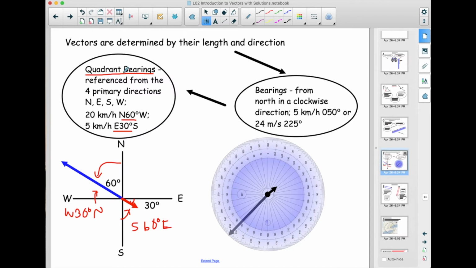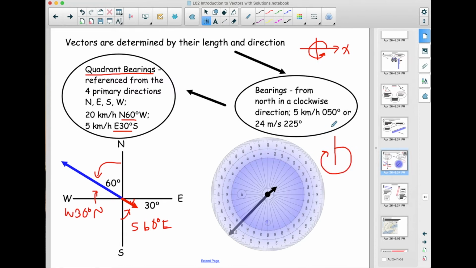So in terms of quadrant bearings, there are really two ways to represent every angle you could possibly draw. The other way to do it is bearings. Now this is a bit different from math, because in math, when we think about angles, we start from the positive x-axis and head around in a counterclockwise manner. In bearings, you start from what would be considered north, right? And that, of course, would be the positive y-axis. And then you go around in a clockwise manner.